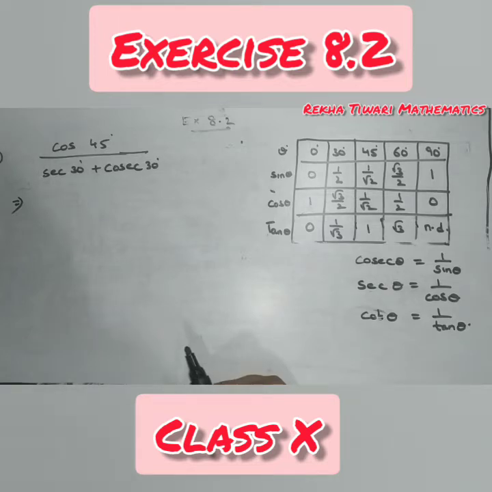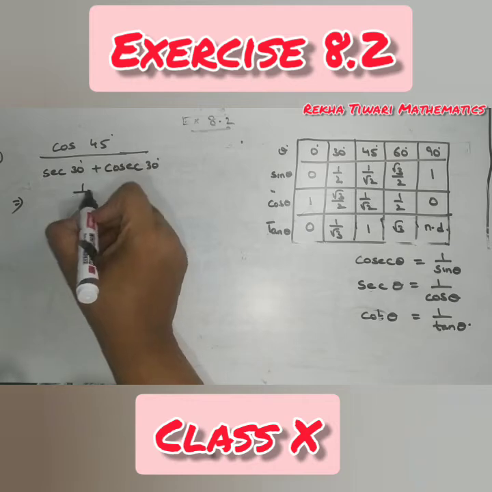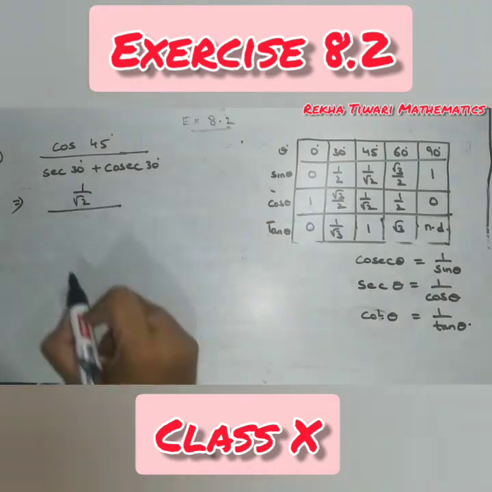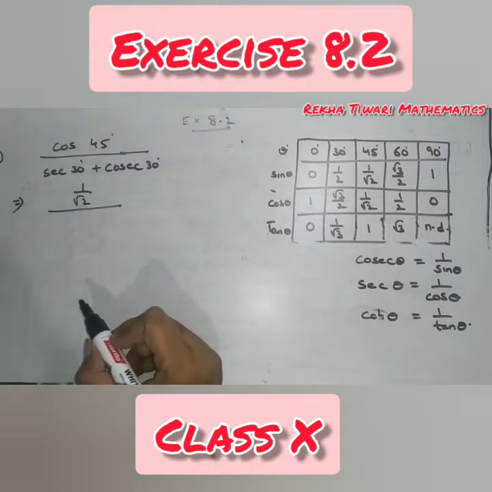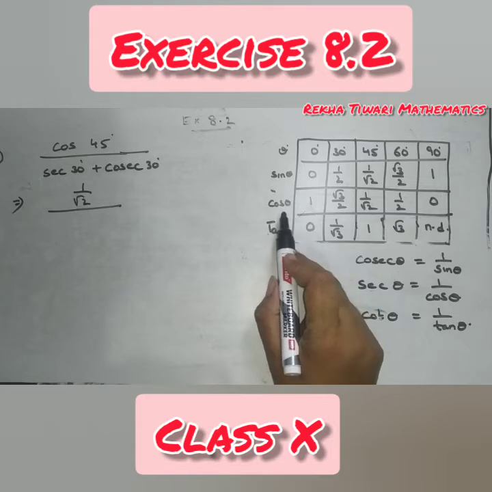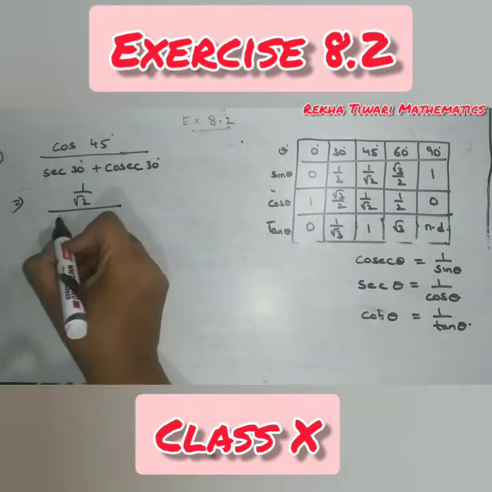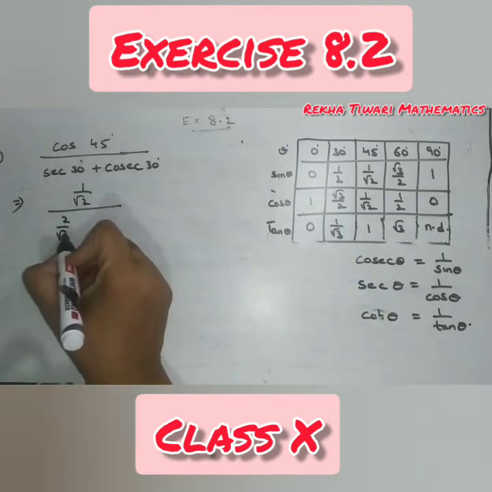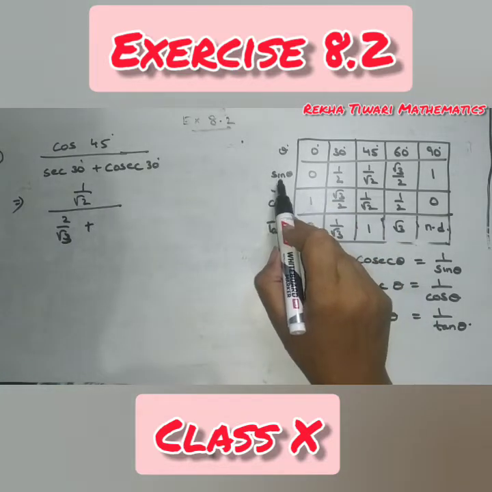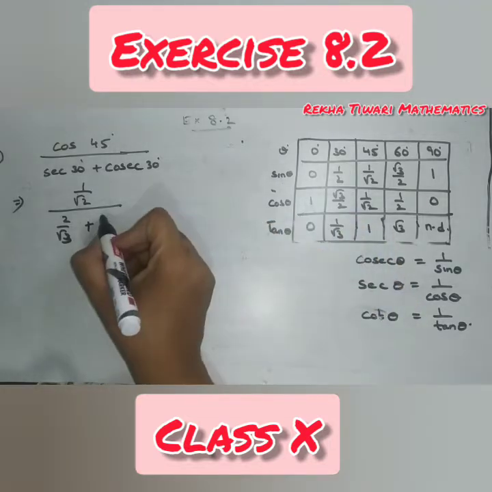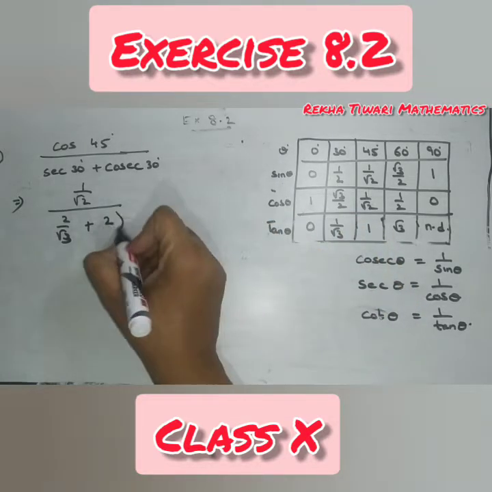Cos 45. What is cos 45? Cos 45 is 1 by root 2 whole upon, what is sec 30? Sec 30 means the opposite of cos 30, that is 2 by root 3, plus cosec 30. Cosec 30 is the opposite of sin 30, that is 2. I hope it is clear.